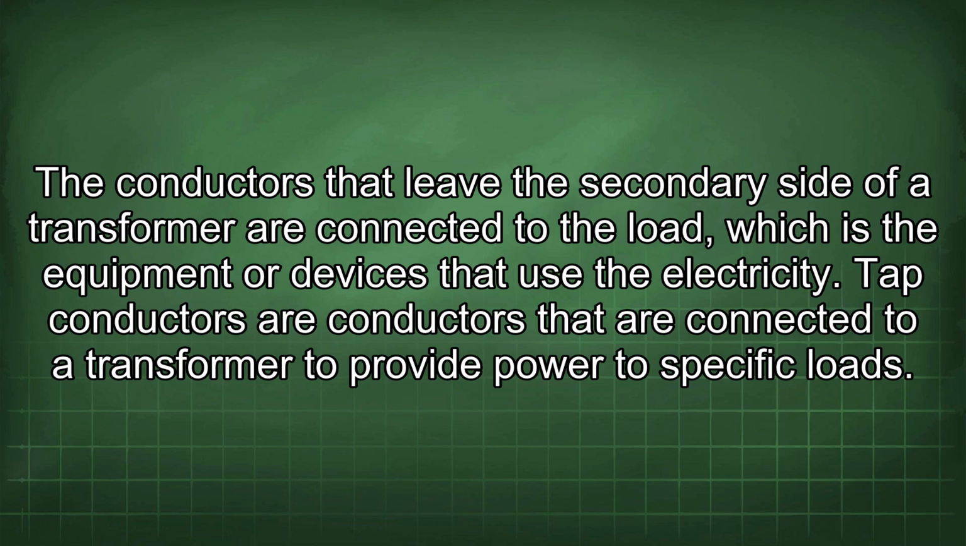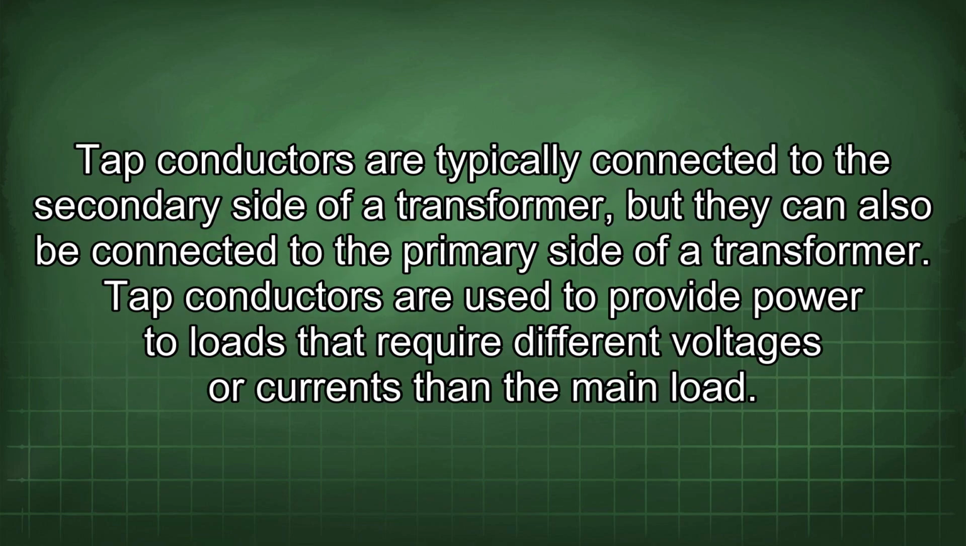Tap conductors are conductors that are connected to a transformer to provide power to specific loads. Tap conductors are typically connected to the secondary side of a transformer, but they can also be connected to the primary side of a transformer. Tap conductors are used to provide power to loads that require different voltages or currents than the main load.